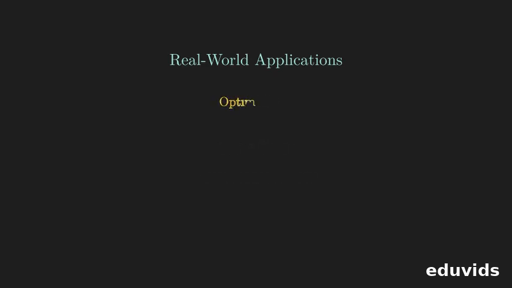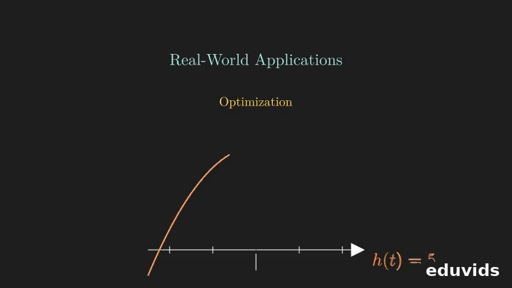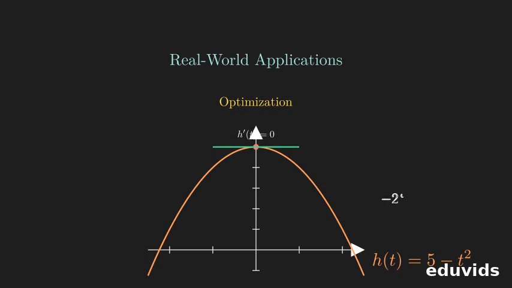Differentiation also helps us find maximum or minimum values, which is called optimization. For instance, how would you find the exact time the ball in our example reaches its highest point? At the highest point, the ball's vertical velocity, which is its derivative, momentarily becomes 0. By setting the derivative, minus 2t, equal to 0, we find the precise time when the ball is at its peak.